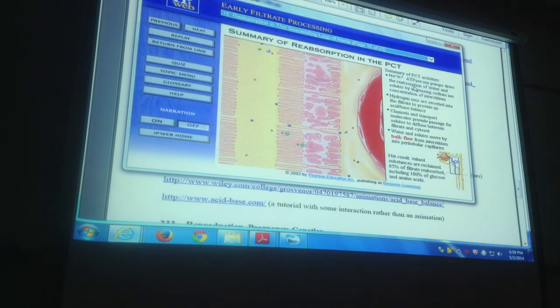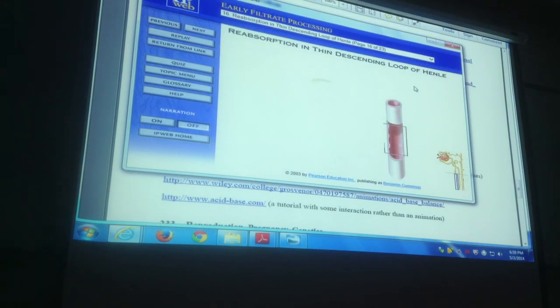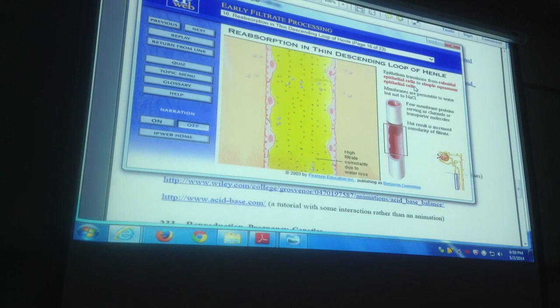So in our descending loop, it's the same kind of math. Right? In my descending loop, I allow water to be reabsorbed through the loop wall.